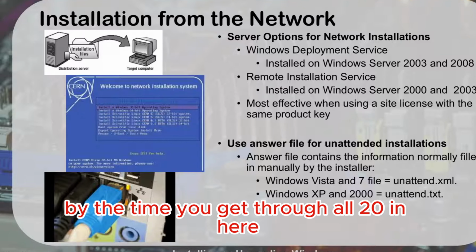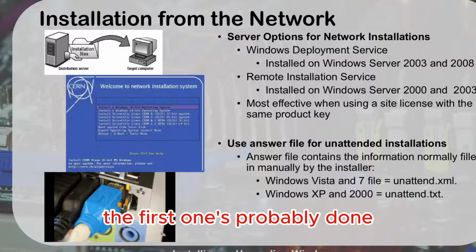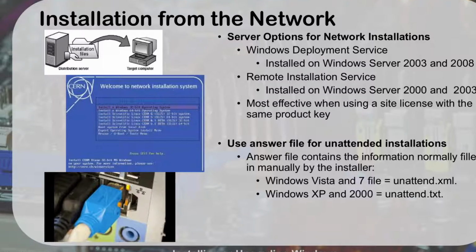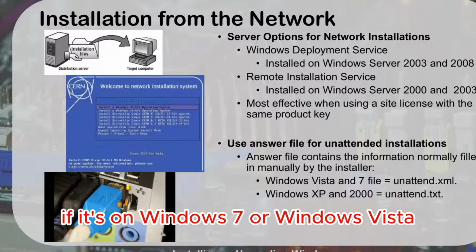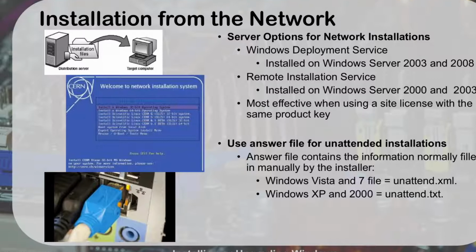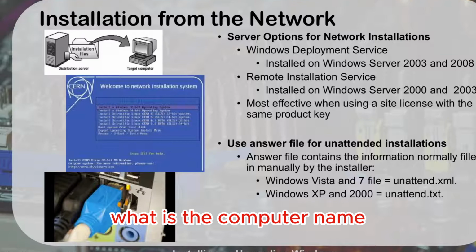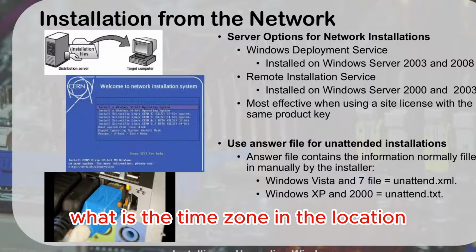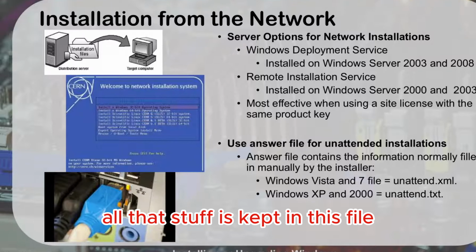By the time you get through all 20 in here, the first one's probably done, you can go back and finish up the installation, right? So it's unattended. All those questions and answers we just did through the guided setup, you'd have them all in a single file. If it's on Windows 7 or Windows Vista, unattend.xml is the file name. And it will actually get the answers such as where's the computer name, what are the default user accounts we want to create, what is the time zone of the location, all that stuff is kept in this file.